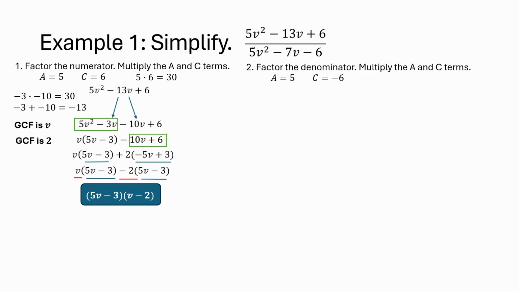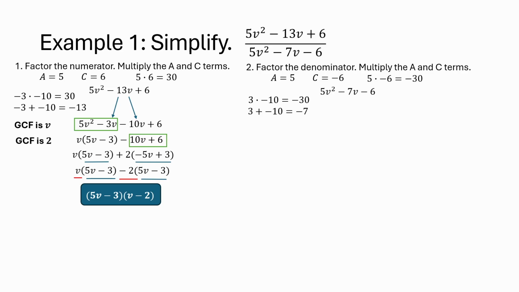I'm going to multiply the a and the c terms. So the a is 5 and the c is negative 6. 5 times negative 6 gives me negative 30. So the denominator was 5v squared minus 7v minus 6. And so I'm looking for two factors of negative 30 that multiply to give me negative 30, but then add to give me that middle term of that negative 7. And so that's going to be 3 and negative 10. 3 times negative 10 gives me negative 30. 3 plus negative 10 gives me negative 7.